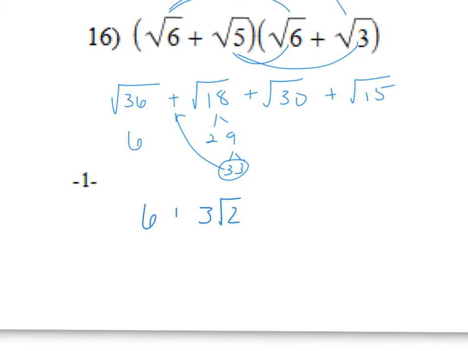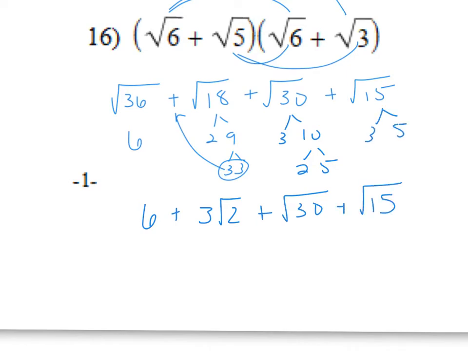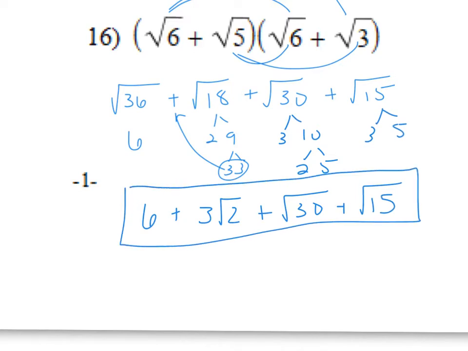I'm going to put the 6 up front here. 30 will break down to 3 and 10, 2 and 5. So nothing will pair up and move out. So I'm going to leave it as a square root of 30. And 15 is going to break down to 3 and 5. So plus the square root of 15. And since I have no like square roots, that's going to be your final answer.